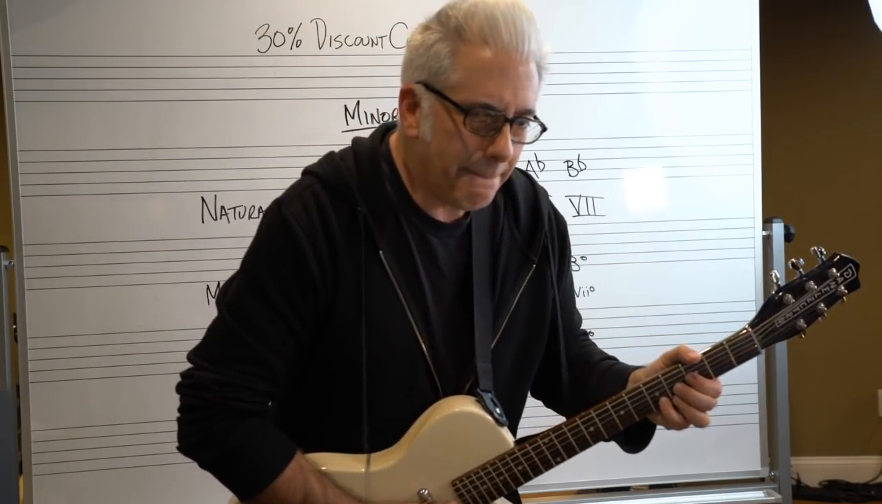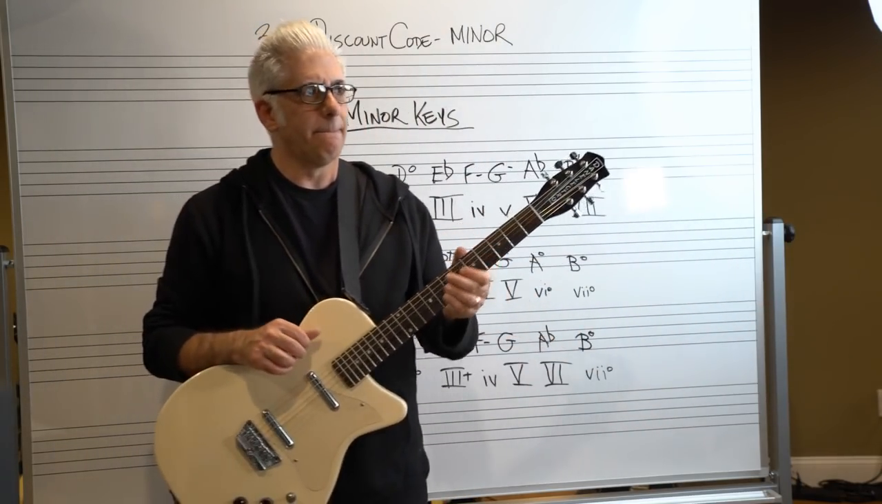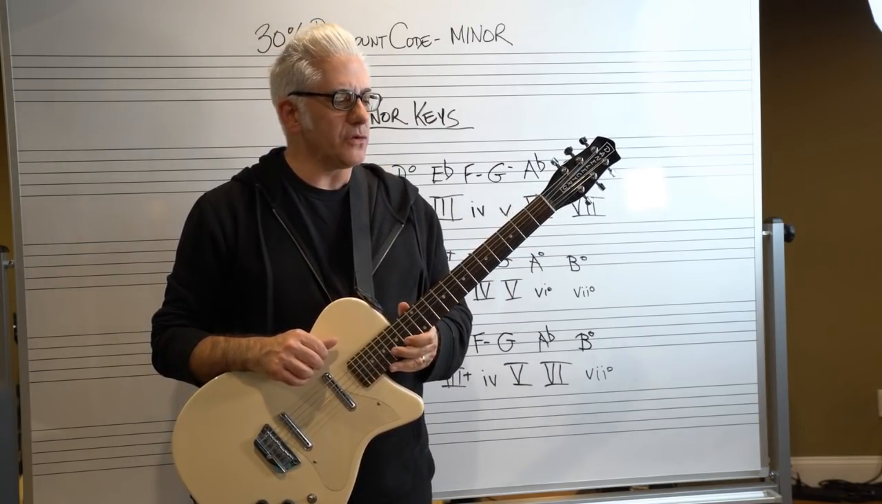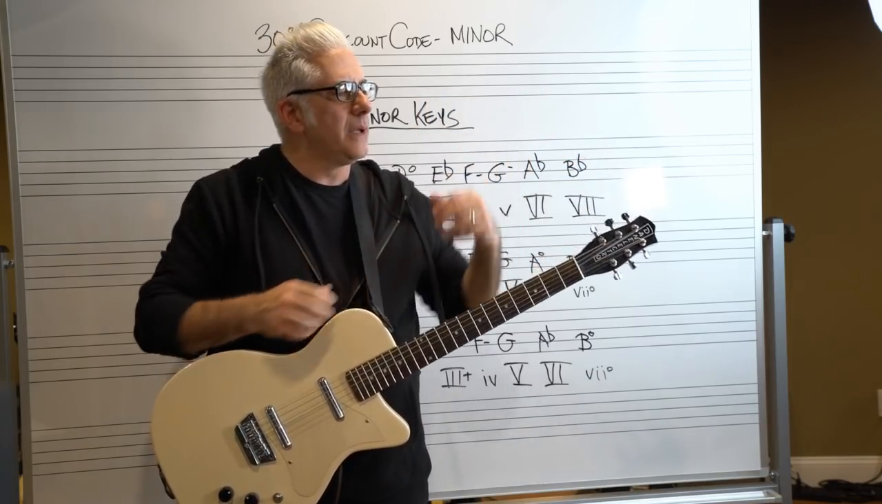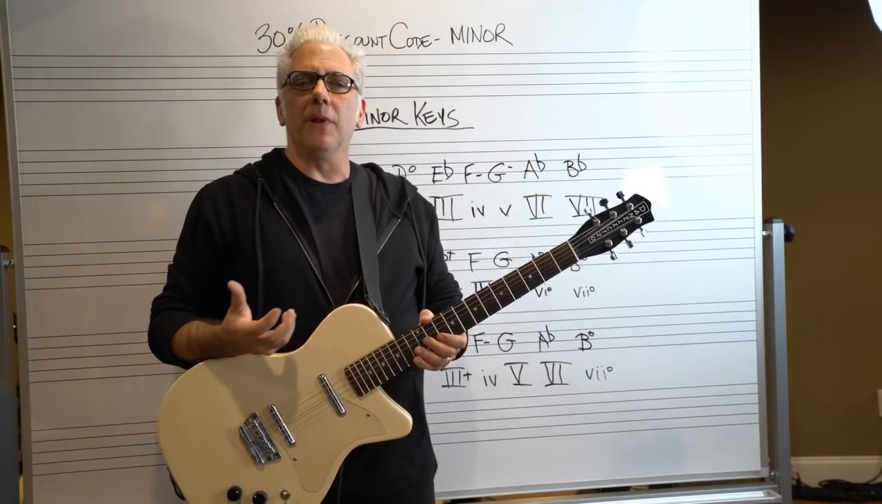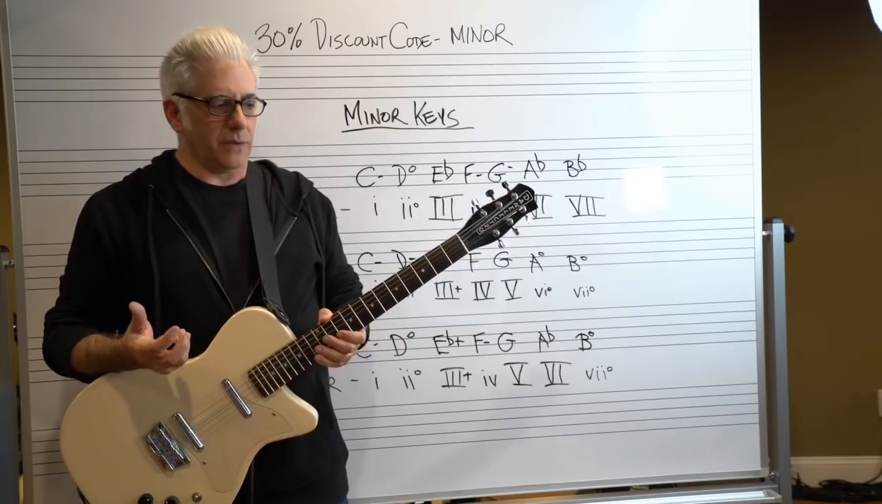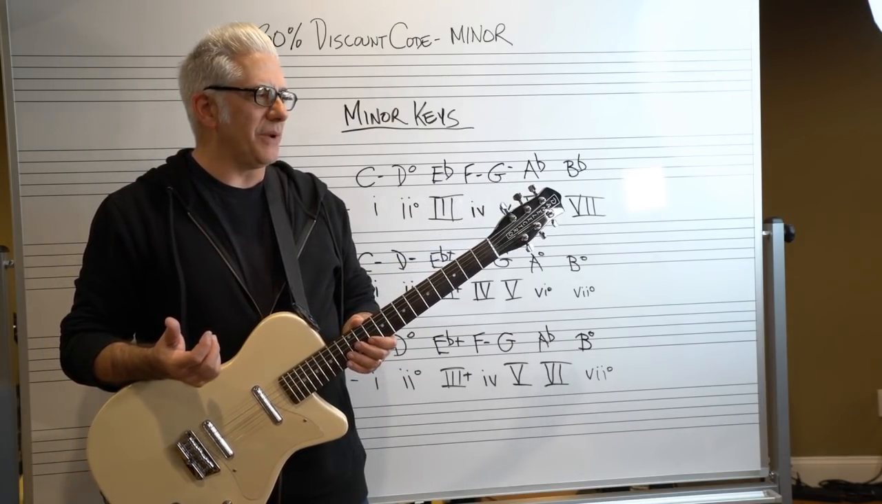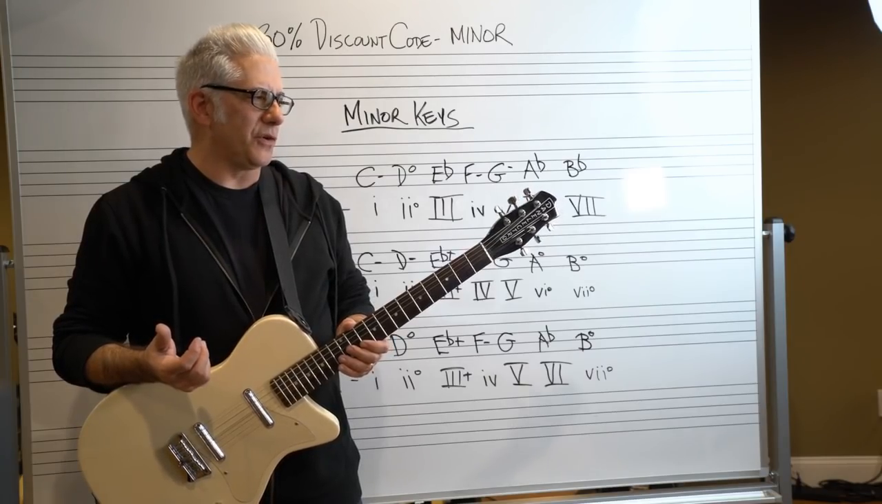I got another one here for you. Can you tritone sub with minor major 7s? Well, tritone sub implies that it's a dominant chord that you're substituting. So could you tritone sub with a minor major 7? Well, kind of, you could.